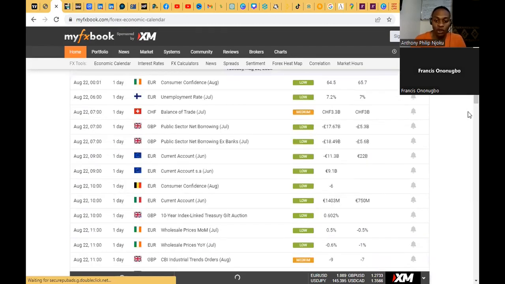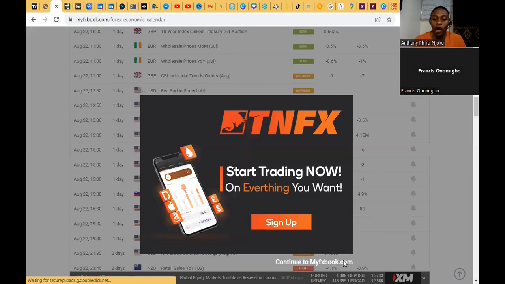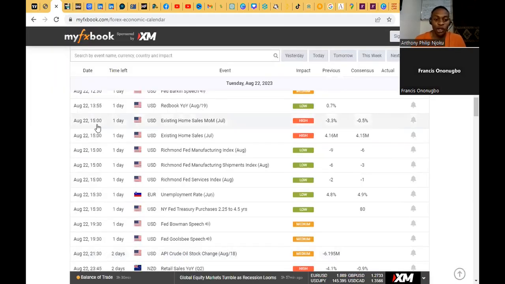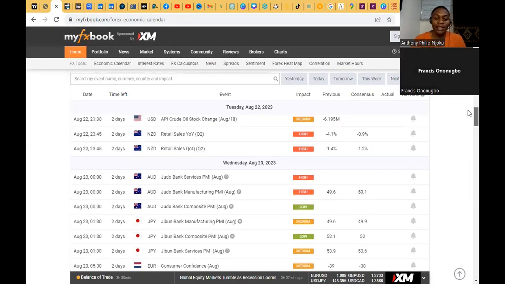Then we head into Tuesday. We have some high impact news events for the dollar pairs by 3 p.m. West African time: existing home sales, and this is high impact news. It could move the dollar to be weaker or stronger, so be watching out for that. And also New Zealand, exactly on Tuesday as well: high impact news, retail sales year over year and retail sales quarter over quarter for the New Zealand pairs.